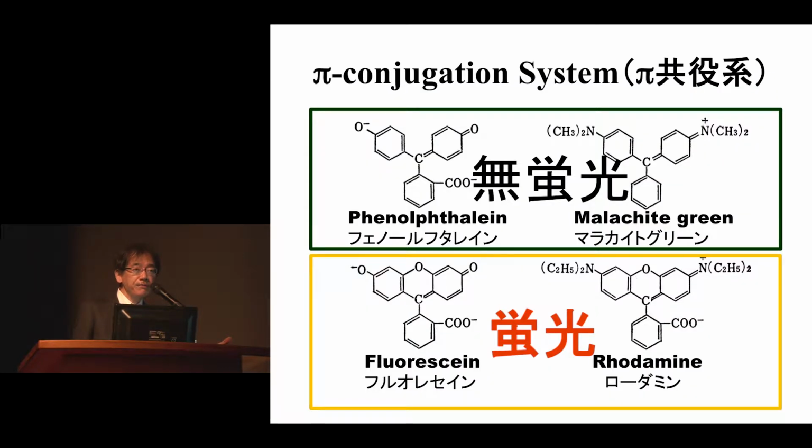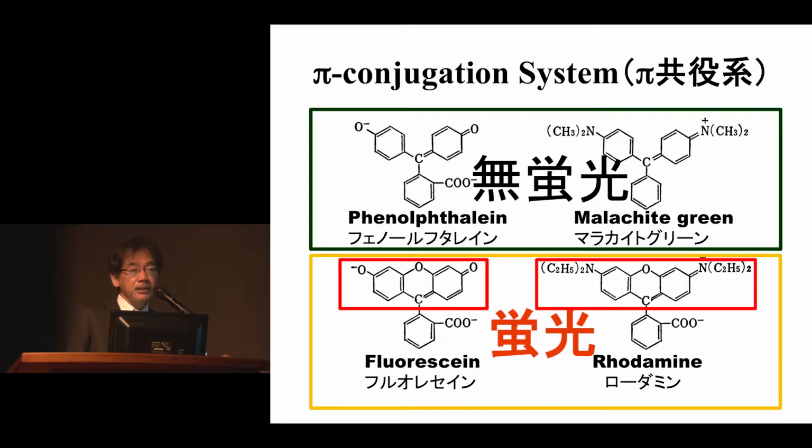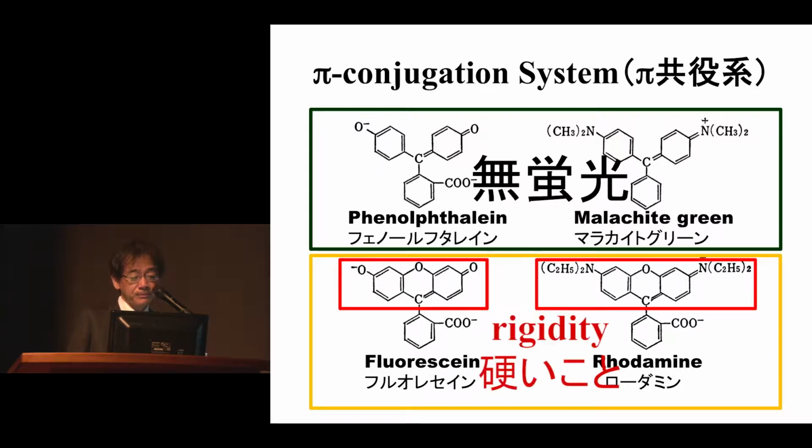So what's the difference between the two groups? The difference is here, or here. In these highly fluorescent compounds, 2 benzene rings are bridged through an oxygen atom. Therefore, these parts can take a rigid planar structure. So planar rigidity, in many cases, favors fluorescence, empirically speaking.